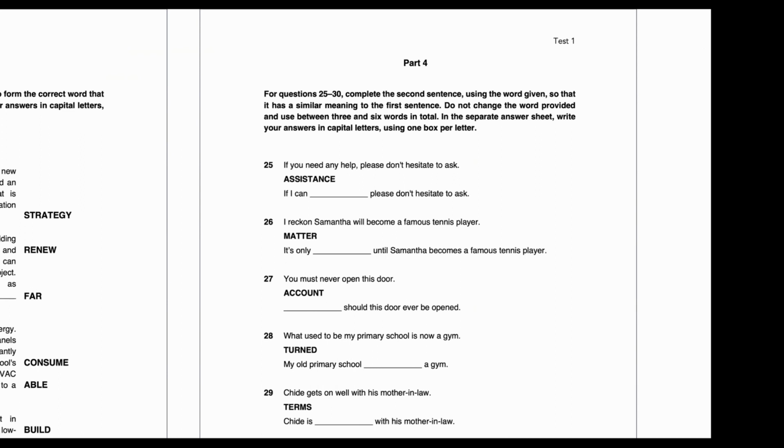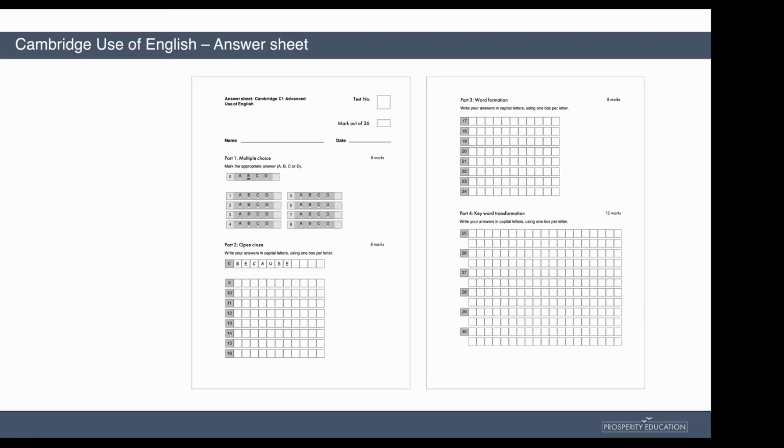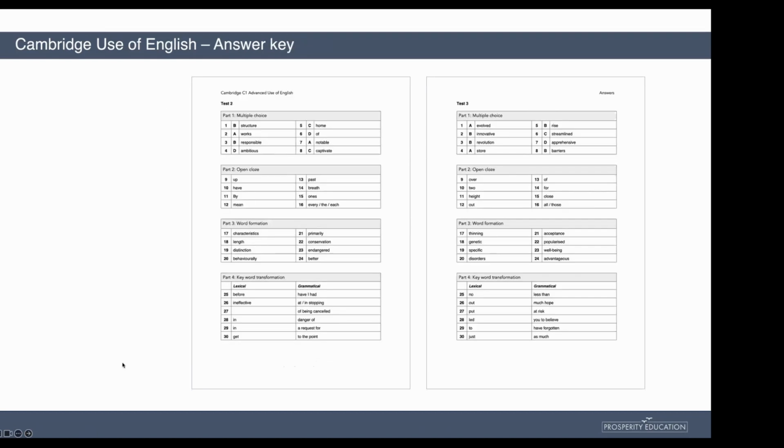a keyword transformation. So each book of practice tests comes with an answer sheet for students to write into. And again, this replicates the examination format, as you can see here. And detailed answer keys are provided in each resource. And in the part 4 answer key for keyword transformation, we try our best to break down the answers into the lexical and grammatical divisions.